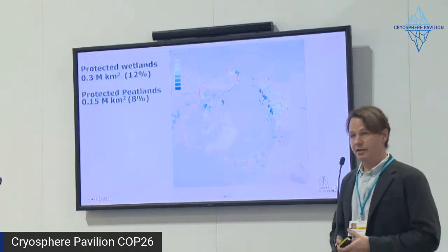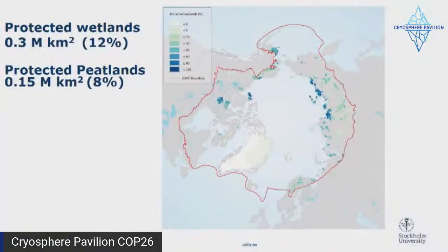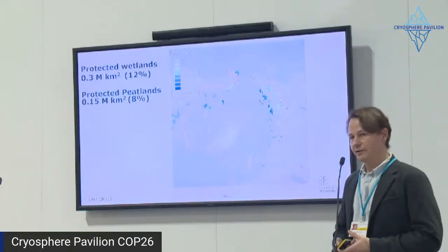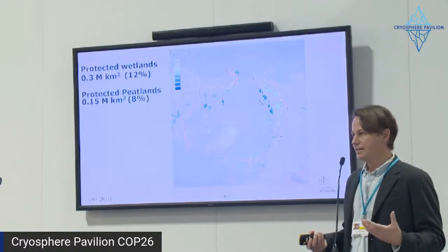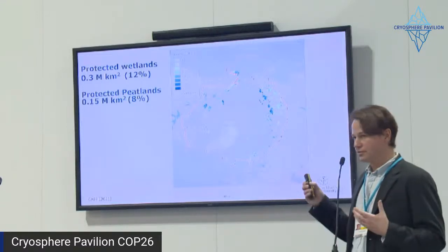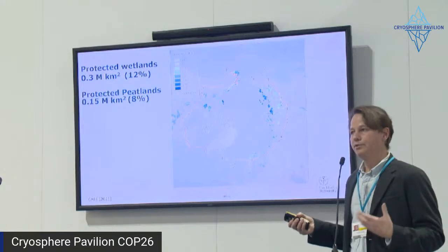Another interesting thing that came out of this map is that we combined it with a new inventory of protected areas in the Arctic. We find that 12% of all of the wetlands are currently protected, and about 8% of the peatlands are protected. A lot of these Arctic peatlands and wetlands are actually quite pristine. In the sense of peatland restoration and degradation, most of these peatlands are still pristine.